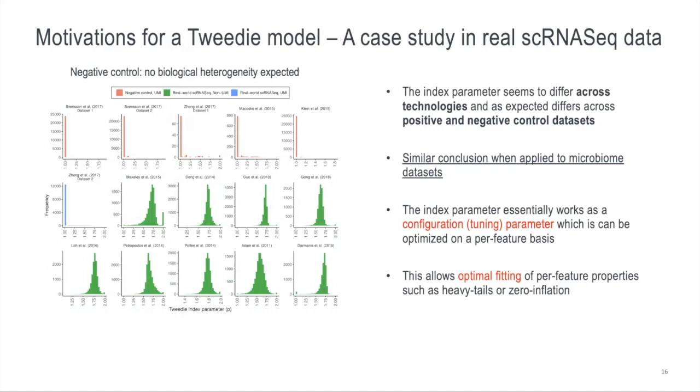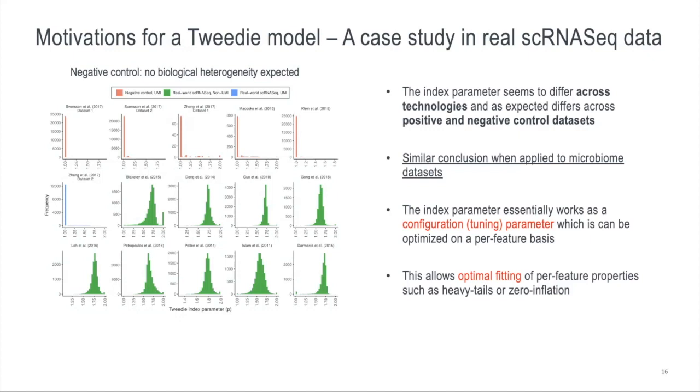That means we are not seeing any sort of differences in the mean-variance relationship or the distribution. But on the other hand, in the green ones, which is the real-world scRNA-seq, there is a distribution around how it varies between 1 and 2. So this further supports our hypothesis that if we can map this index parameter better on a per-feature basis, there is a chance that we can get a power boost.